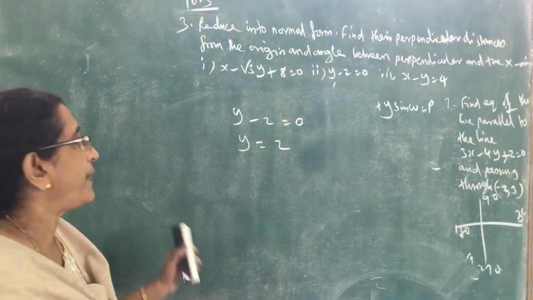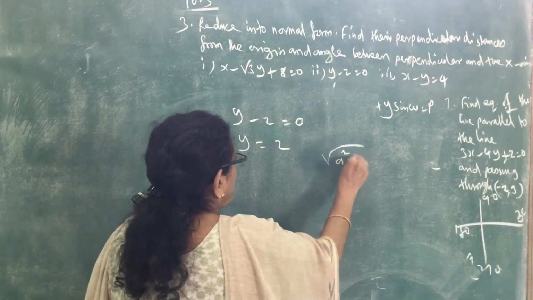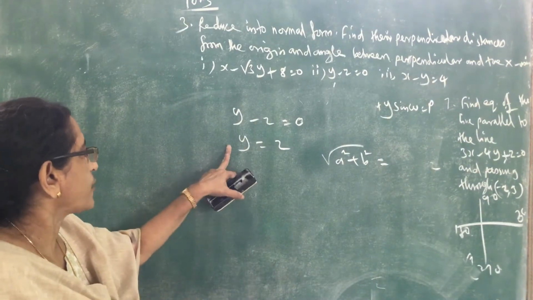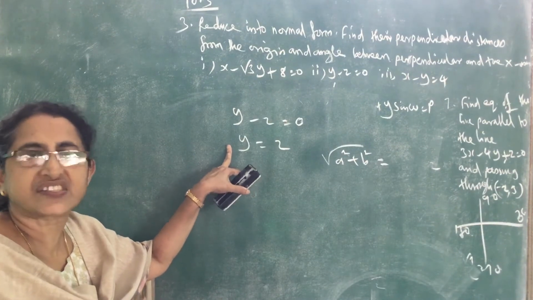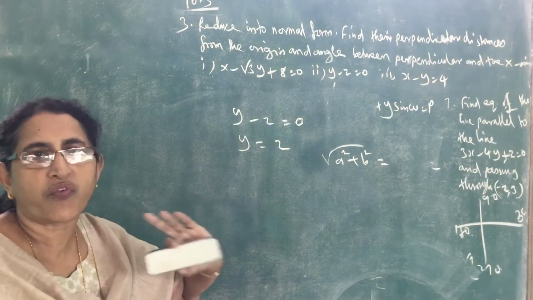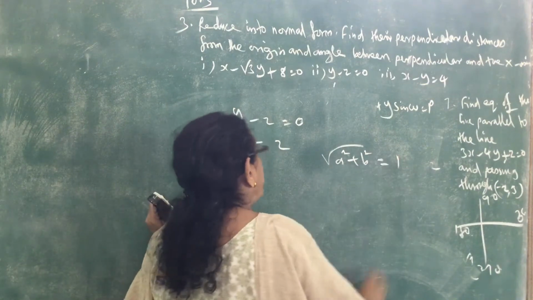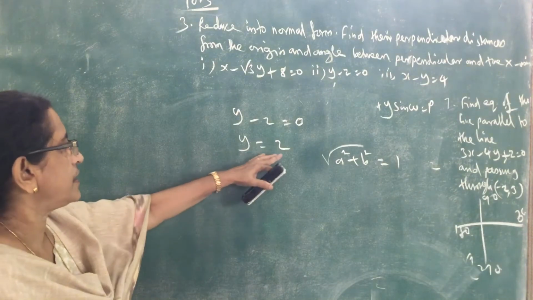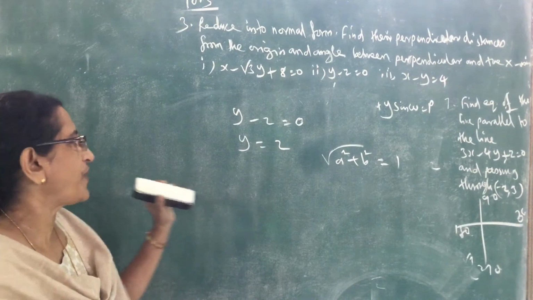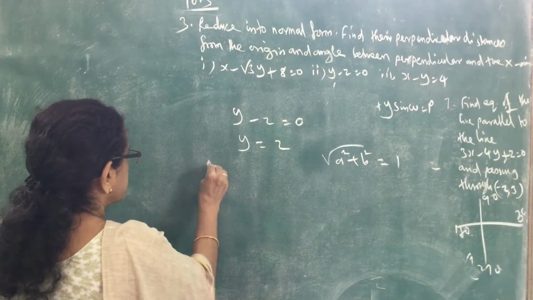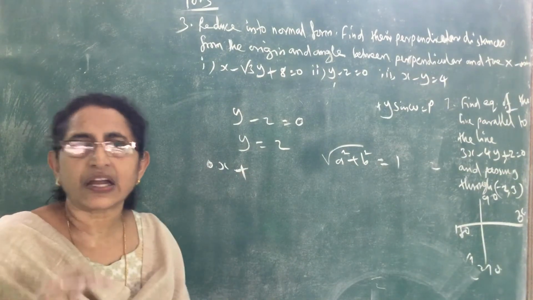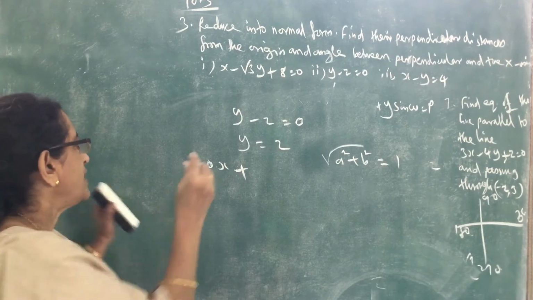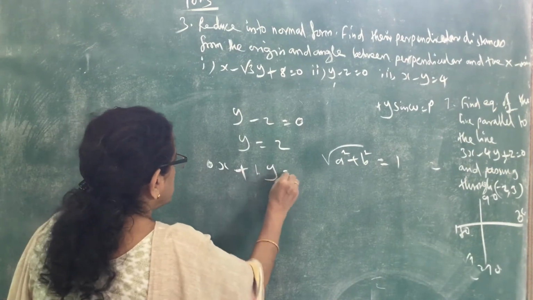Next we have to divide by root of a square plus b square. Root of a square plus b square means root of coefficient of x square plus coefficient of y square. Here there is no x term, so the coefficient of x is 0. Coefficient of y is 1. So root of 1 is 1, and dividing by 1 doesn't make any difference. So this is the normal form, but we can write 0 into x simply as 0x. So 0x plus 1y equal to 2.